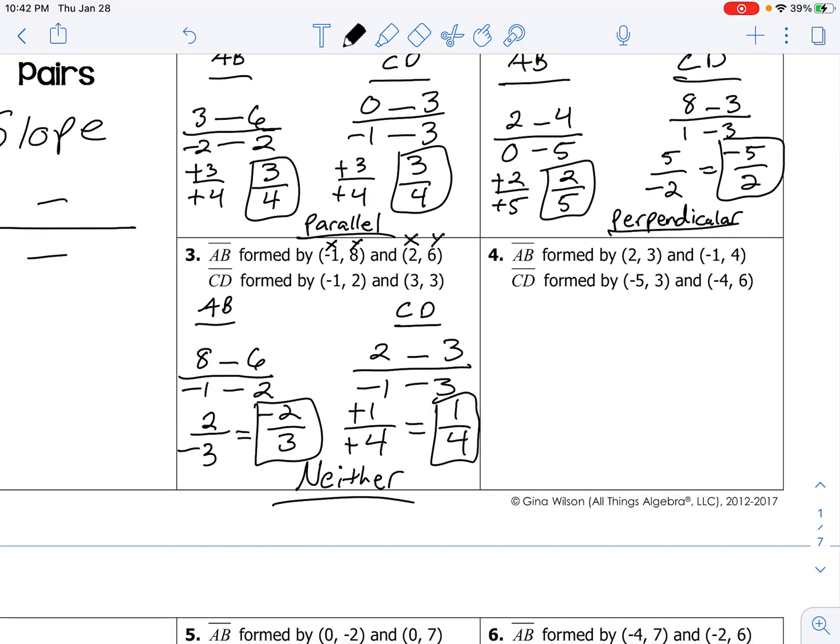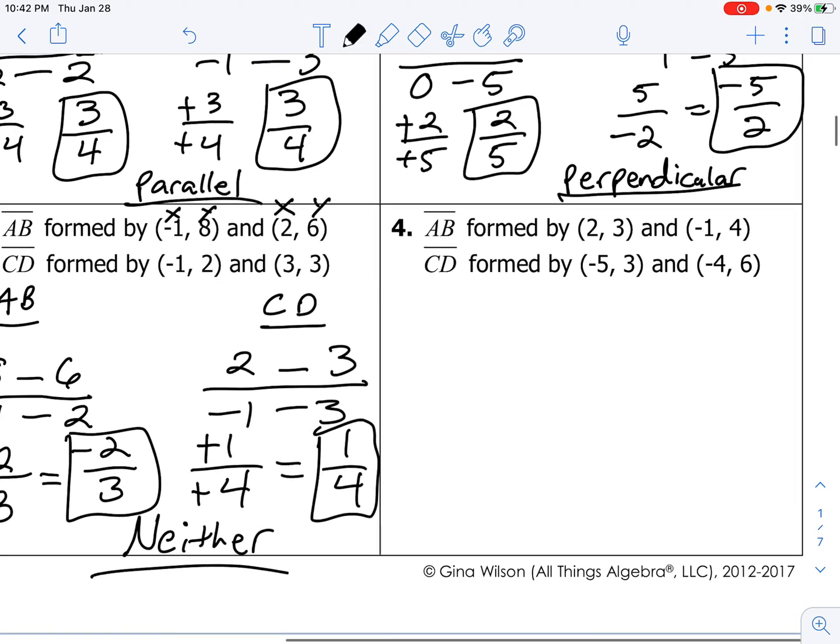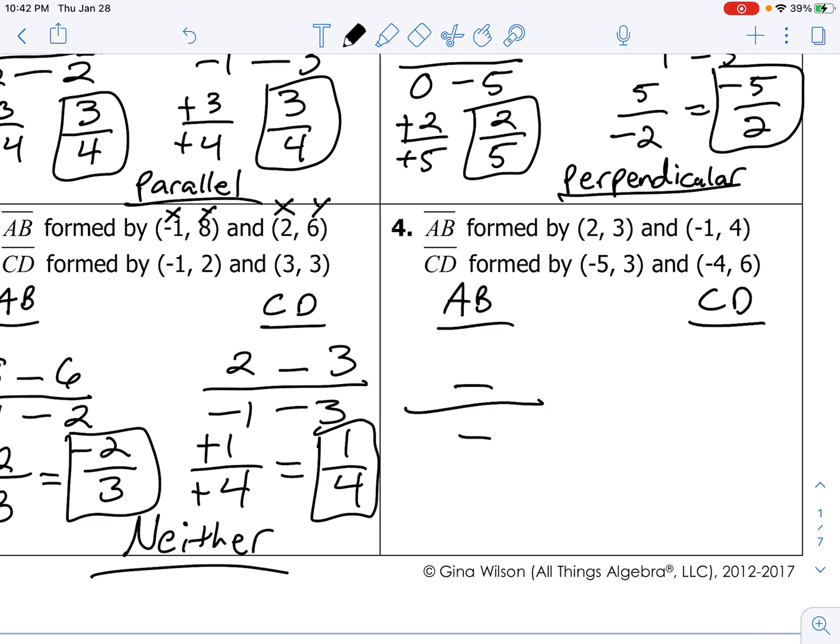Number 4. All right, so for number 4, what we've got is AB and CD, and then we need our slope setups.